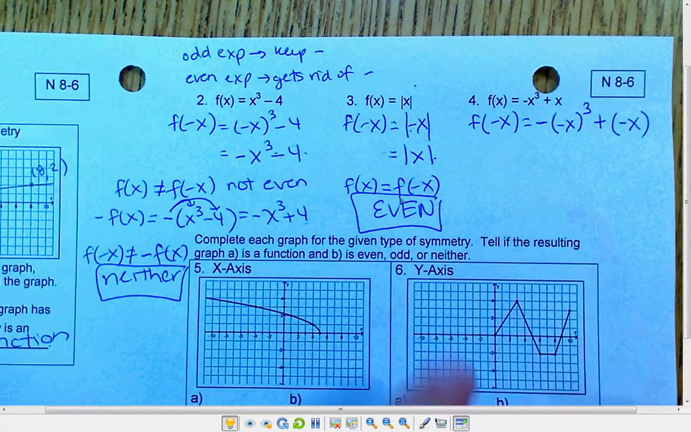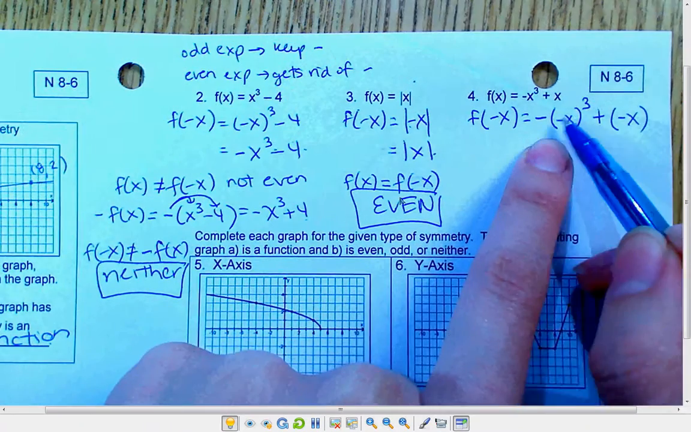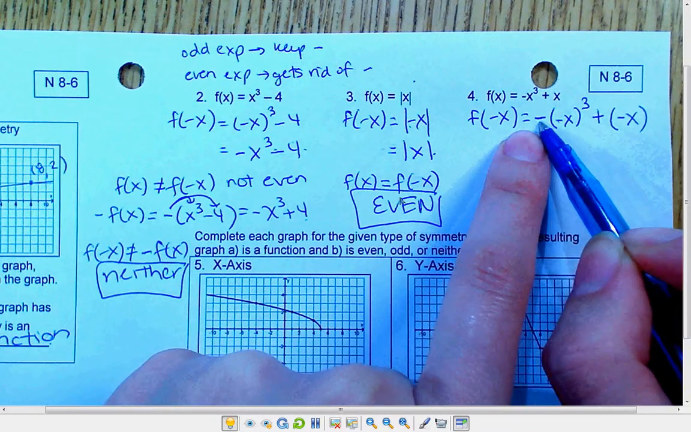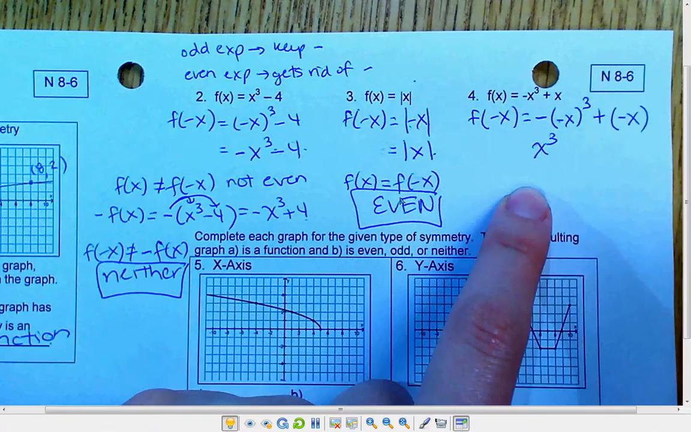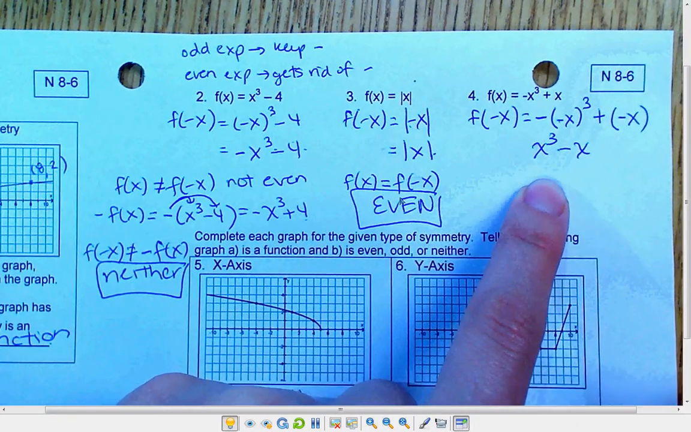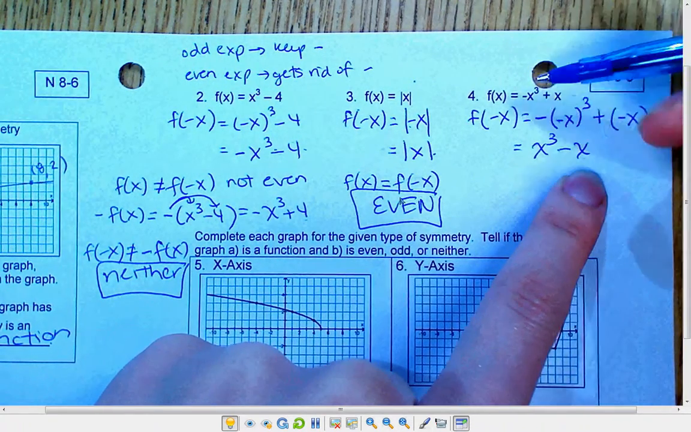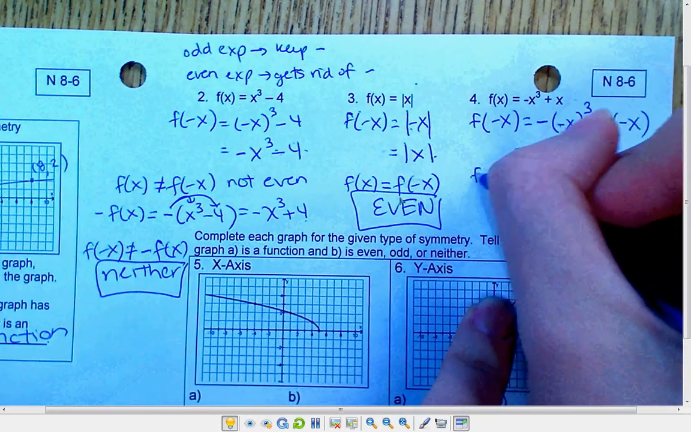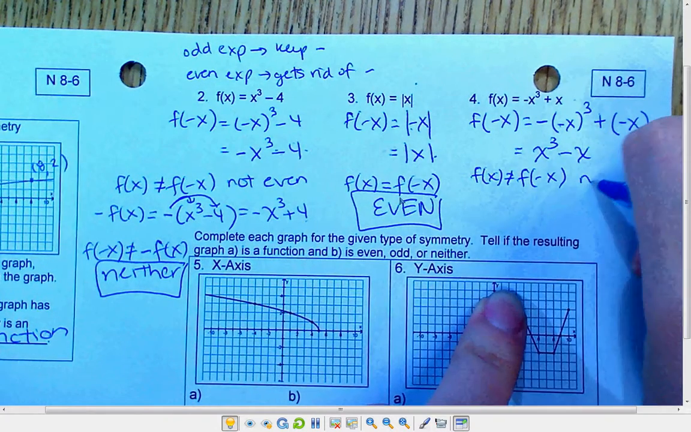Okay. So we know that this negative to the third power, because it's odd, keeps this negative here. Since it's already here, we have another negative on the outside. So really this is a negative times a negative, which makes it positive. And over here, this is still a negative, so it's x cubed minus x. So is this the same thing as this? Nope, right? This is a negative, this is a positive, this is a plus, this is a minus. They're not the same thing. So because f of x does not equal f of negative x, this is not even.